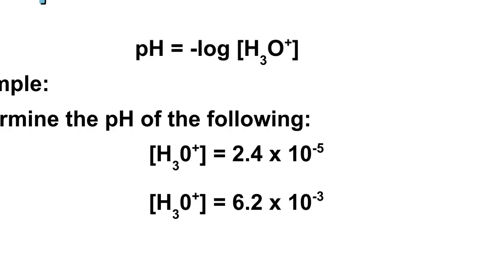Now, these problems you're going to have to put into your calculator. So to figure out the pH for this problem, I'm going to enter the negative log of 2.4 times 10 to the negative 5th. On my calculator, parentheses already come up, so I do 2.4 times 10 to the negative 5th, and I get 4.6.